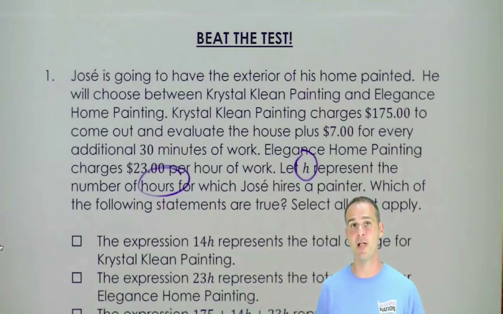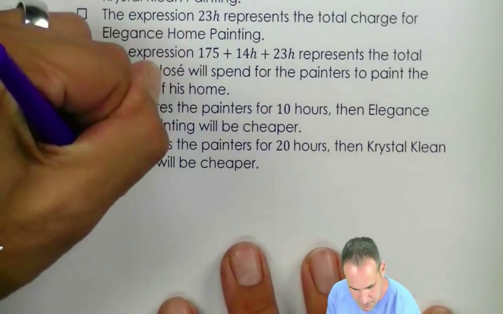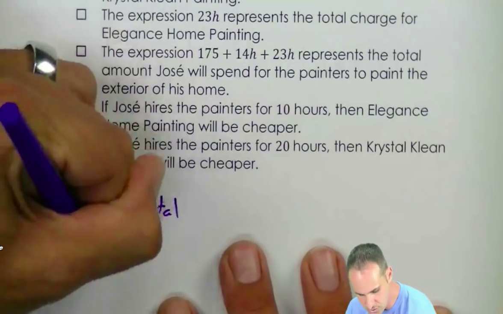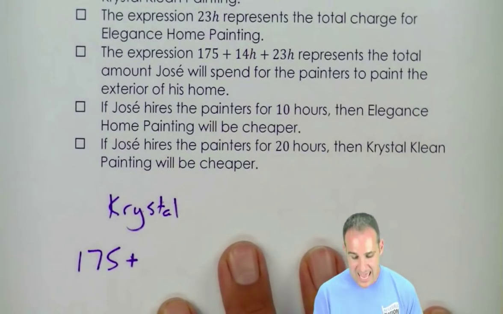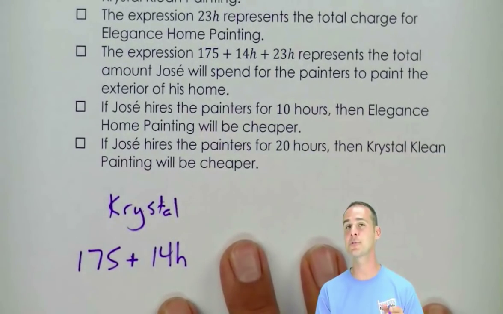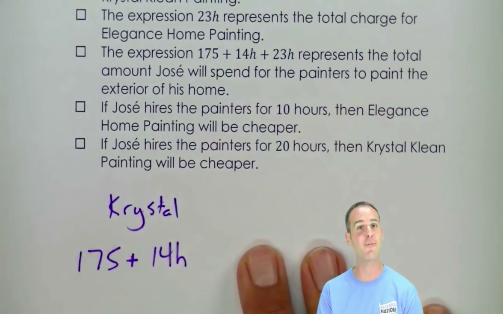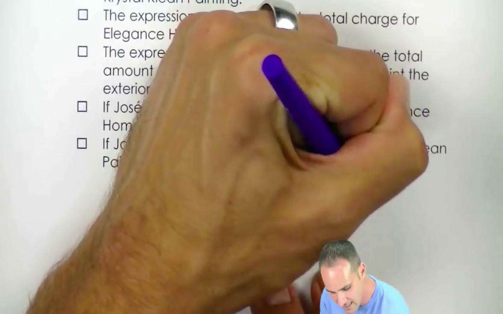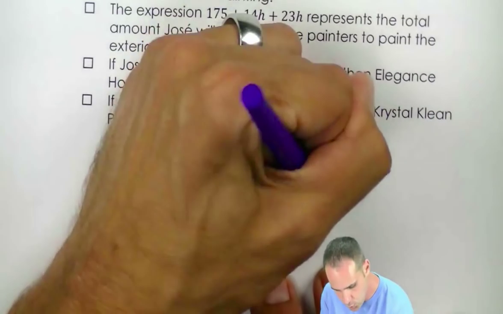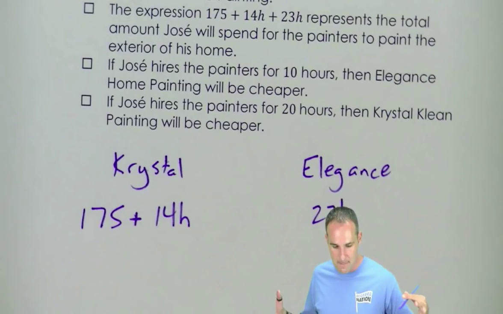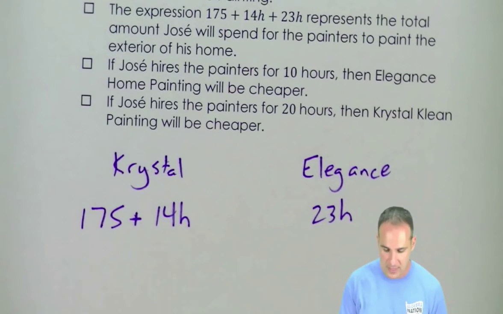Select all that apply. So first of all, let's get the expressions for each of these painting companies. Crystal Clean Painting, I'll just abbreviate Crystal, charges $175 plus $7 for 30 minutes, which would be $14 for hours, because remember, we're using H for hours here, so be very careful about the measurements. Then Elegance Home Painting, I'll just write Elegance, charges just $23 per hour. Now that I have everything summarized from that big paragraph, let's see which could apply.